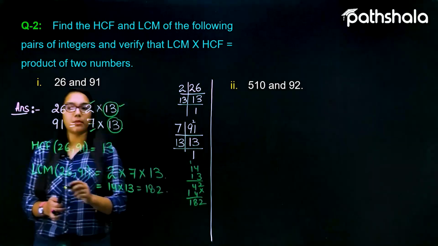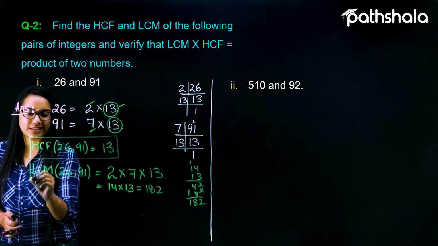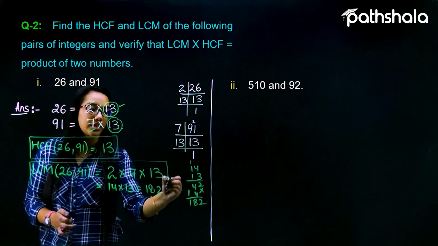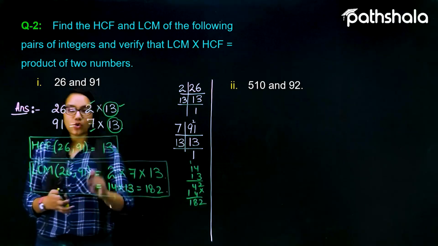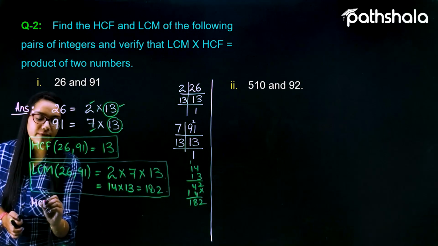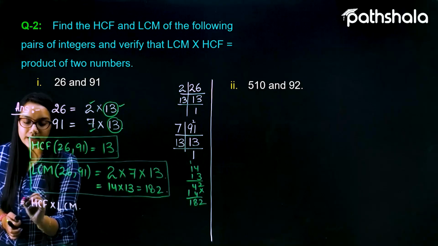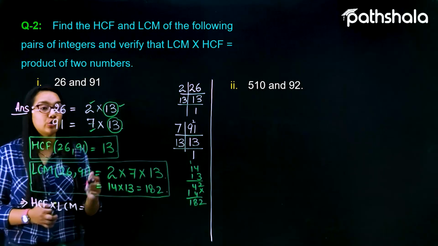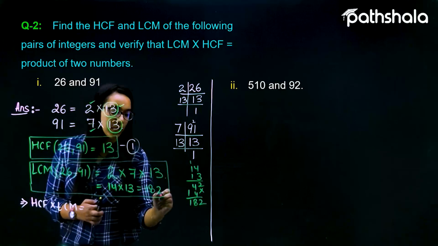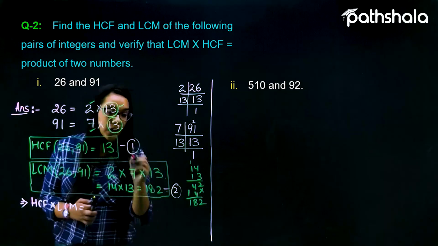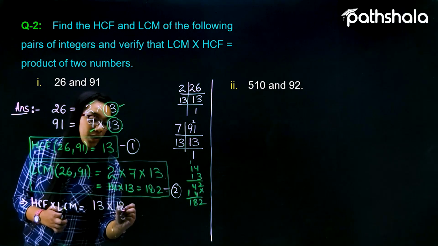So the HCF of these two numbers is 13 and the LCM is 182. At the end, we have to verify that HCF into LCM equals the product of the two numbers. So I am multiplying these two numbers together, where the HCF is 13 and the LCM is 182.